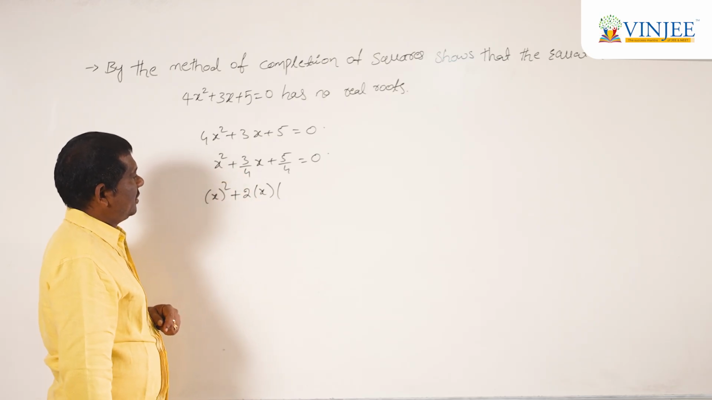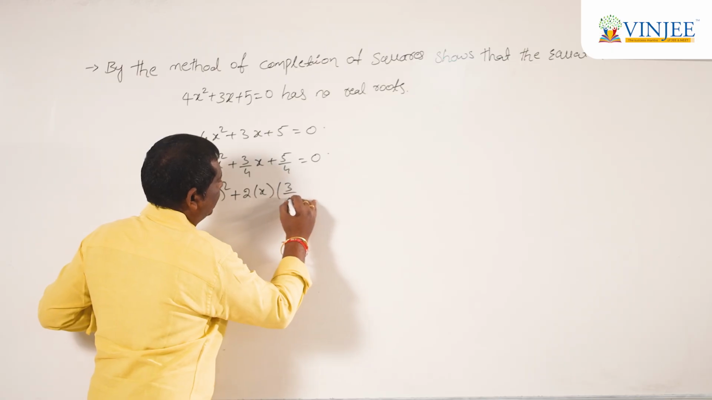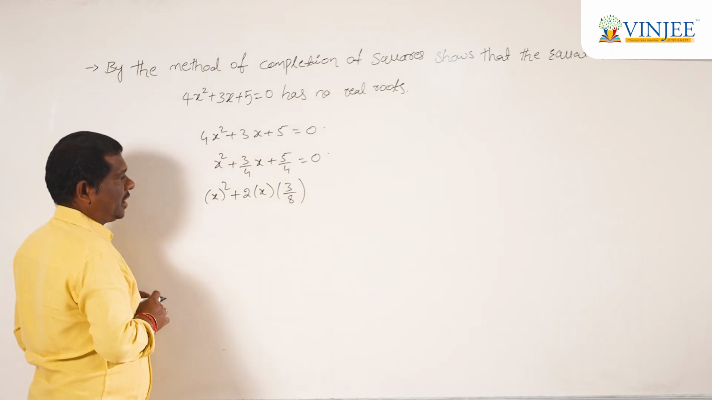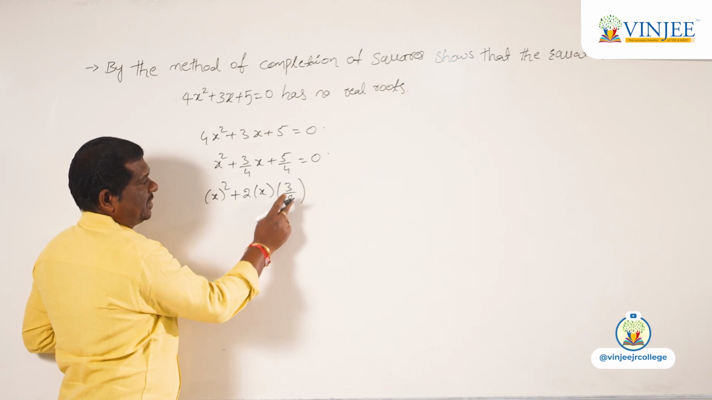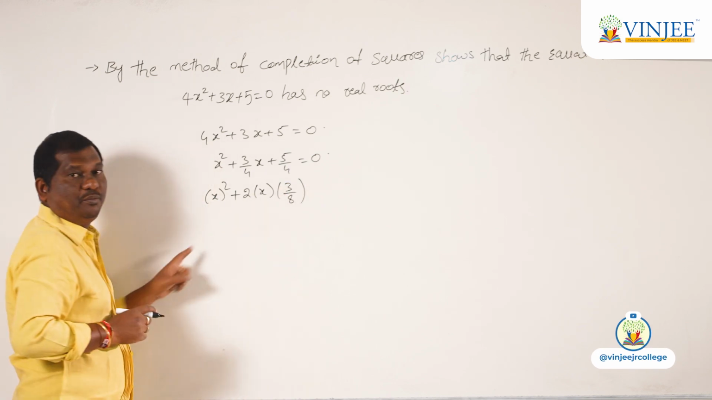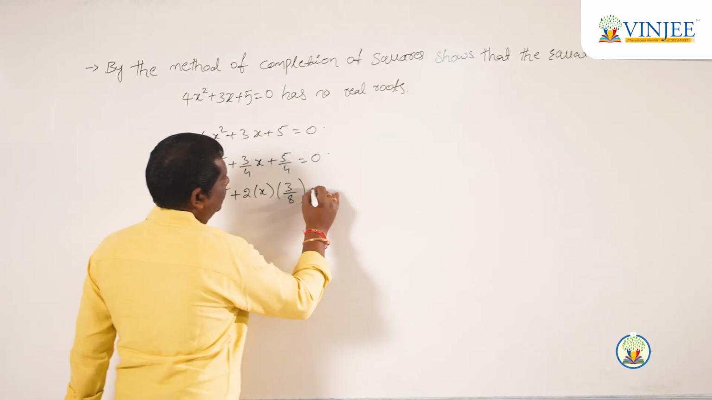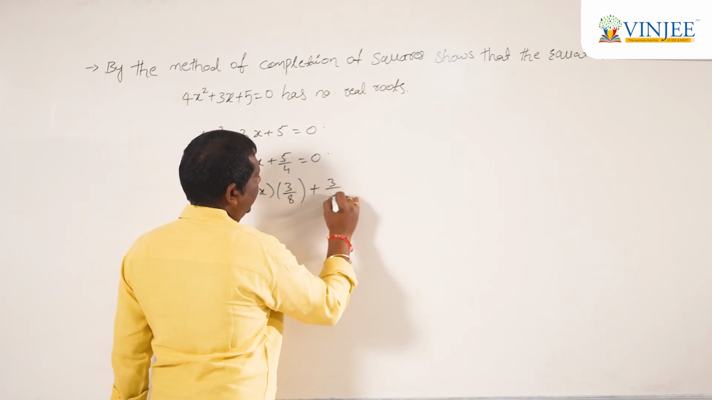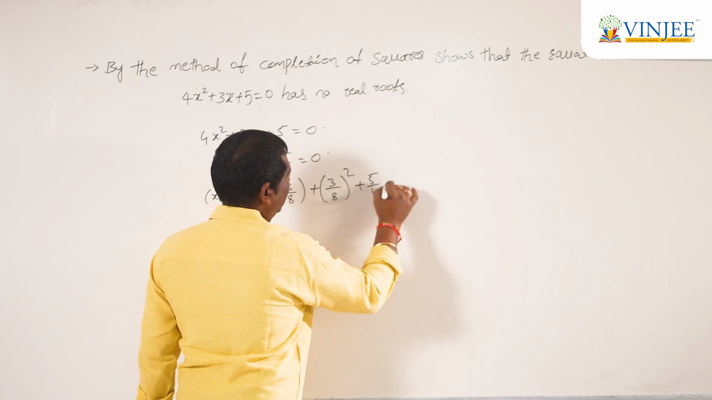Now here, if I write 3 by 8, this will be 2 times 4, therefore this becomes 3 by 4x. Therefore b value will be equal to 3 by 8. Now here plus b square, 3 by 8 whole square, plus 5 by 4 equal to 0.